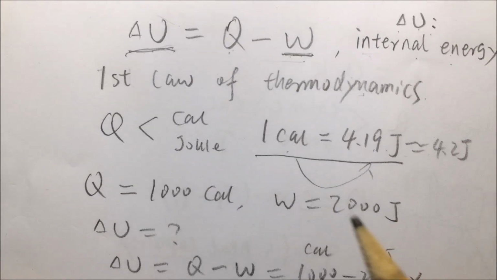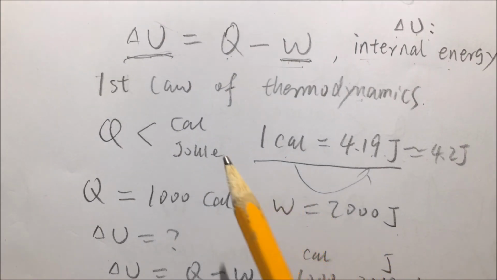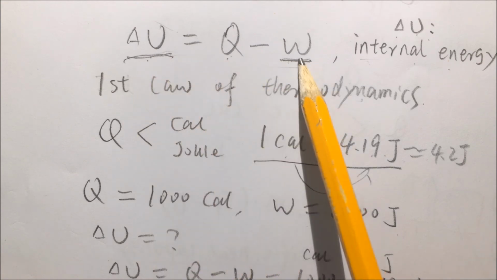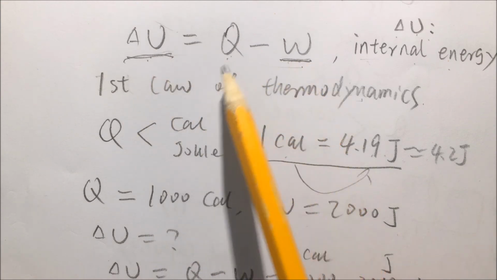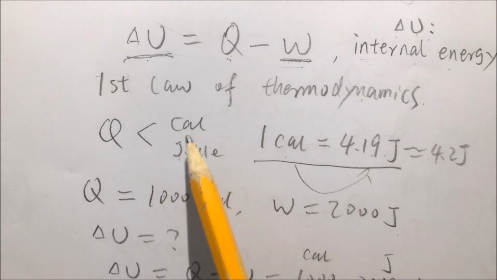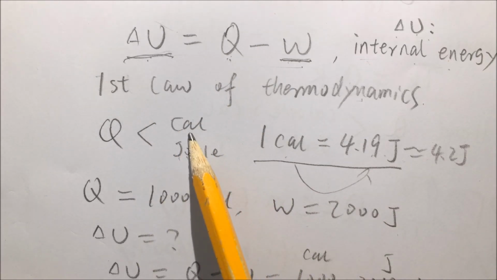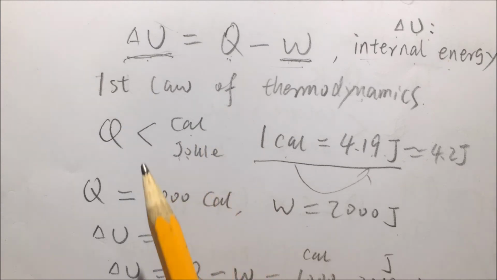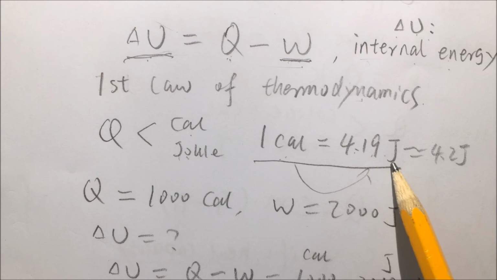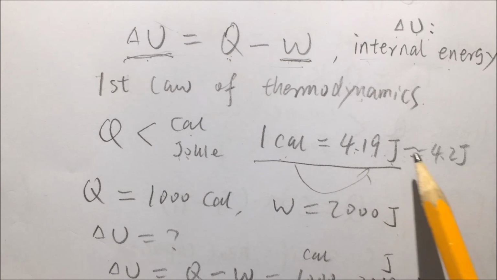You should pay attention to the units. The internal energy has a unit of joule. The work done by the gas has a unit of joule. But the heat, it has two different units. Sometimes we use calorie, sometimes we use joule. So 1 calorie equals 4.19 joule, that's the equivalent factor. Sometimes we approximate, rounded to 4.2 joule.